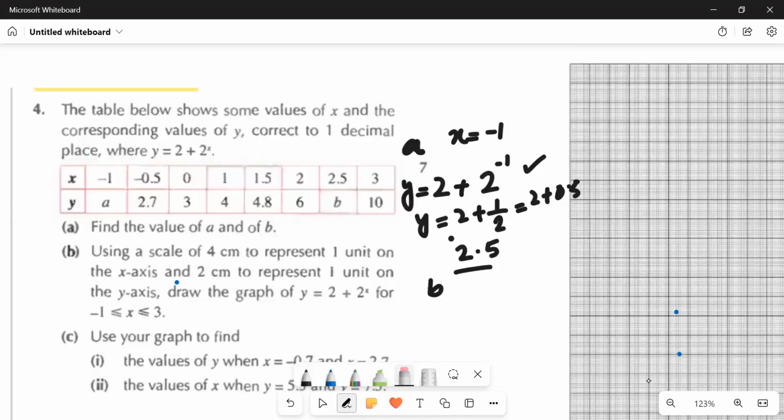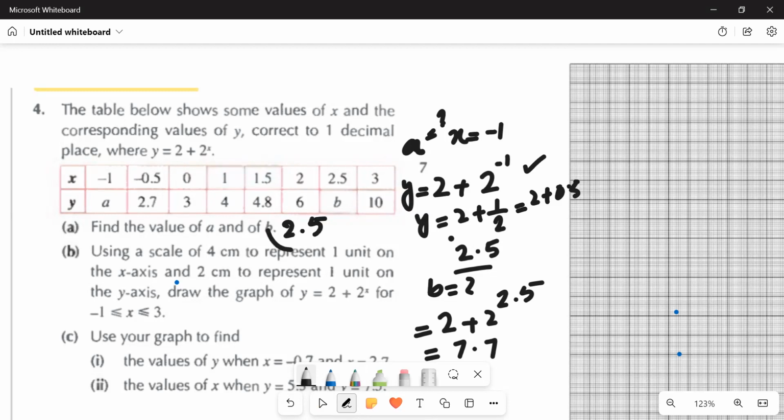For b, we are finding a. Okay, now for b, you can put 2 plus 2 to the power 2.5. Then calculate from the calculator. So you are getting the value of 2 to the power 2.5 is 7.6, or 7.7. You can write it as 7.7 because we have to round off. So a value is 2.5 and b value is 7.7.